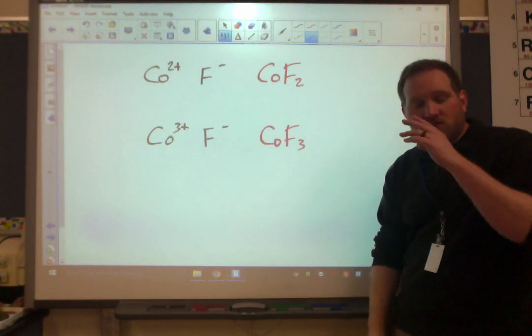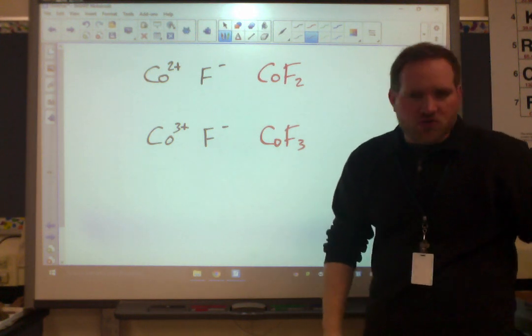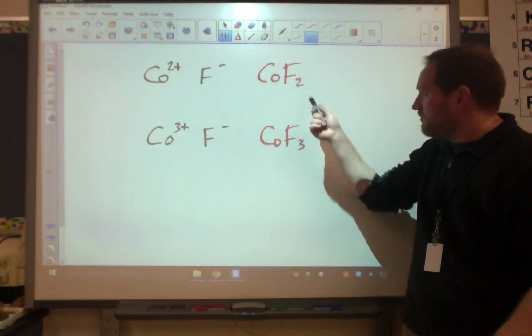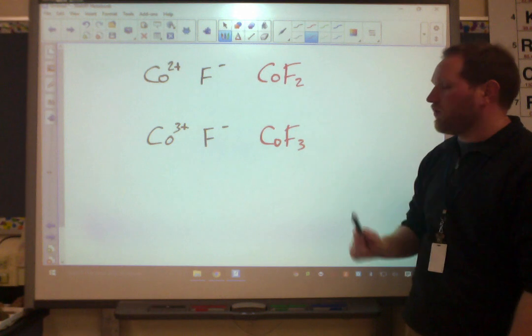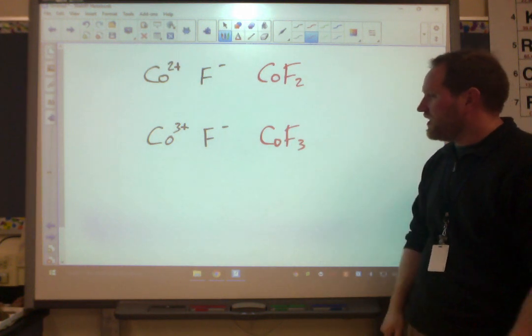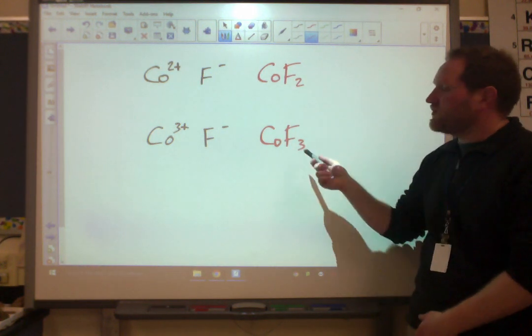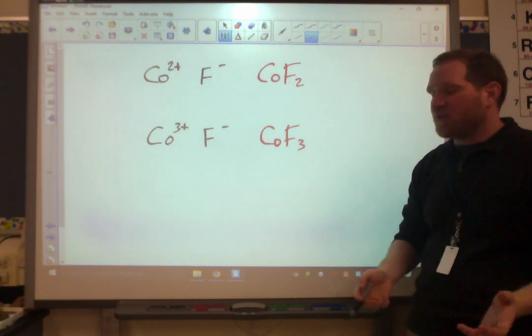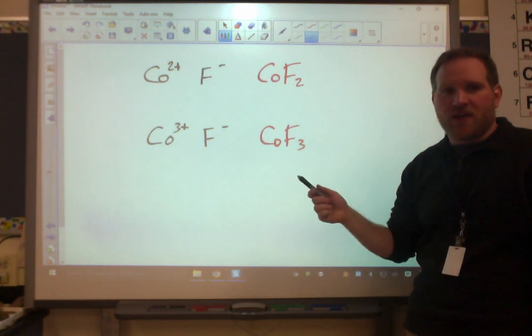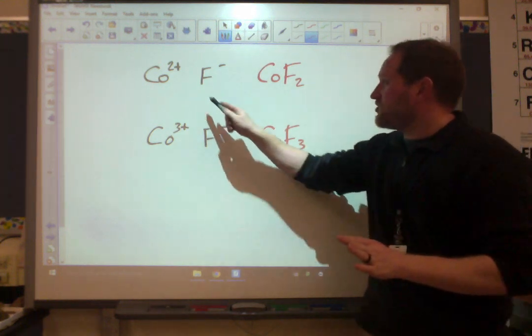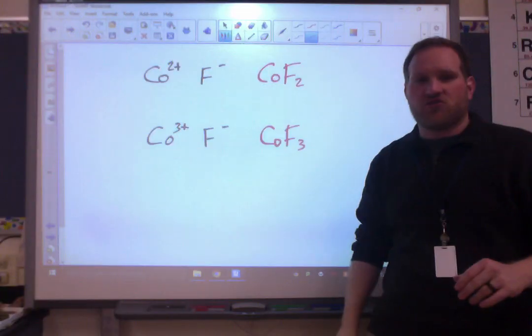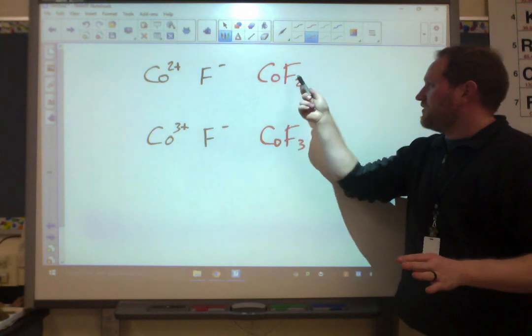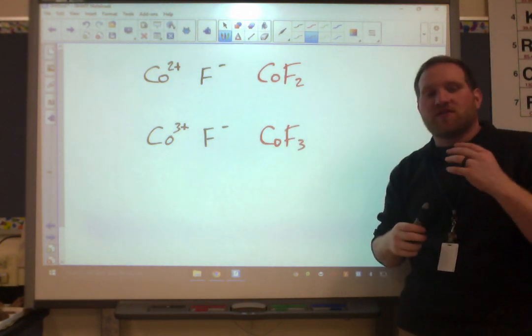Now, according to the type 1 naming rules, you don't care about the number. You would just say cobalt fluoride. Cobalt fluoride. See where the problem is? These are two separate compounds. These are different compounds which could have very different properties. They can't share the same name. So when it comes to type 2, whenever it's a transition metal that can have multiple charges, you can't just say cobalt fluoride. You have to change it.